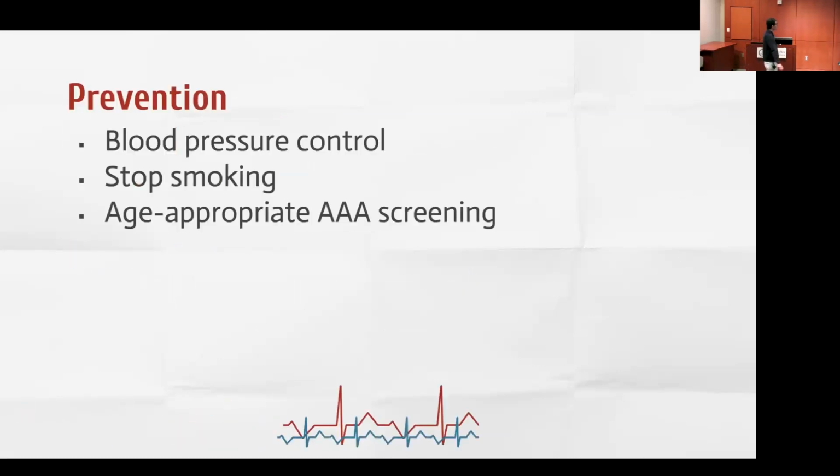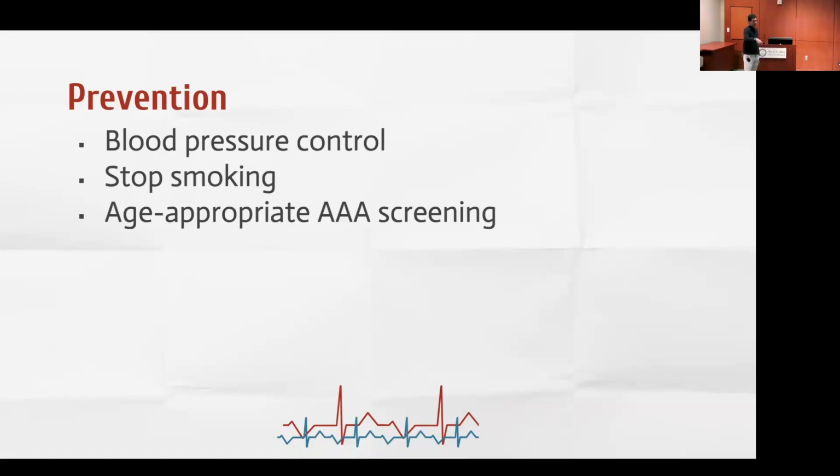Prevention. So prevention is very straightforward. Blood pressure control: hypertension, as I mentioned, in 70% of cases can cause dissection. So we want to control blood pressure. Cessation of smoking is very important. And then age-appropriate AAA screening.